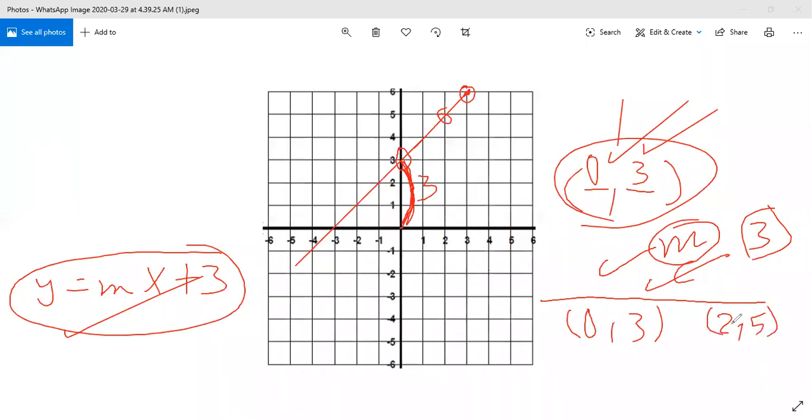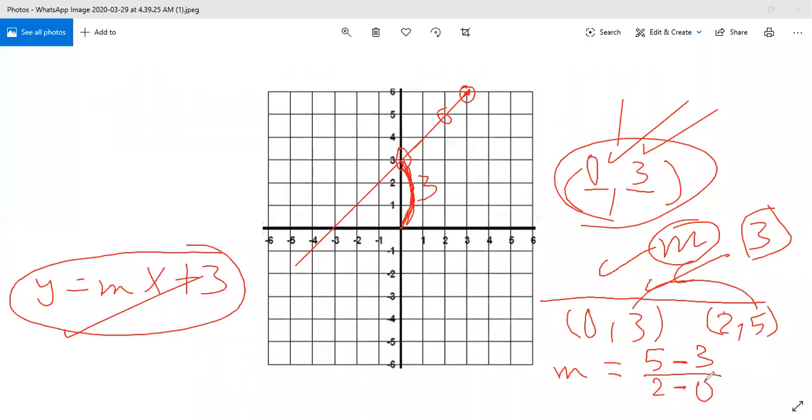Yes, very good. Now, Yasmin, can you find the gradient of the straight line using the 2 points? Yes, y2 minus y1 over x2 minus x1. Substitute, my daughter. Exactly. It will be 5 minus 3 over 2 minus 0.